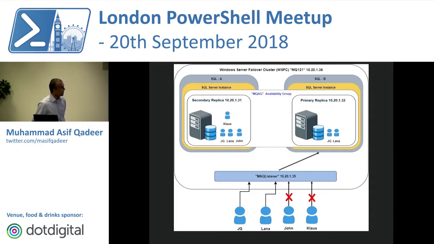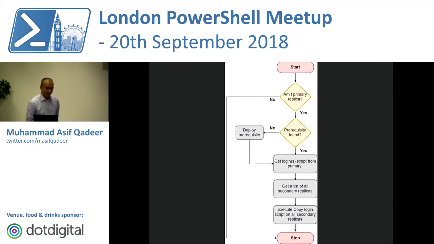But these 2 are having issues, Klaus and John. They are unable to connect because they don't exist on the secondary replica SQL B. So it's a problem. You'll get a call, you have to fix it. Or you can use a script, a PowerShell script, or some other method to replicate whatever users you create.